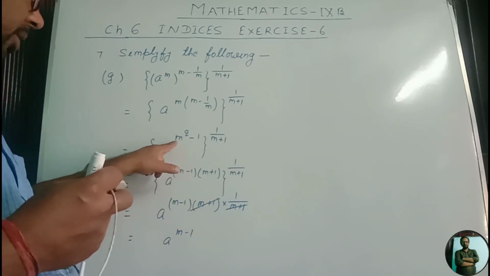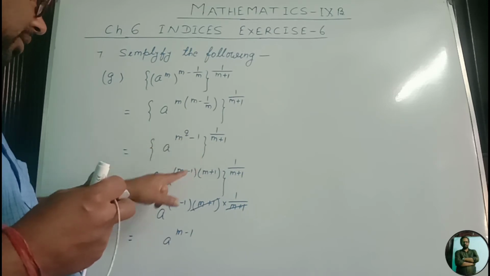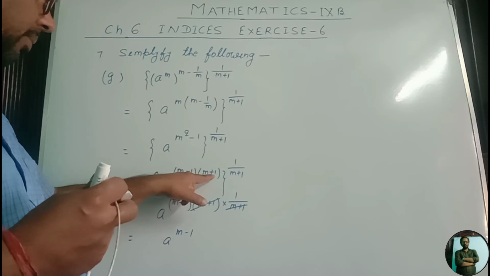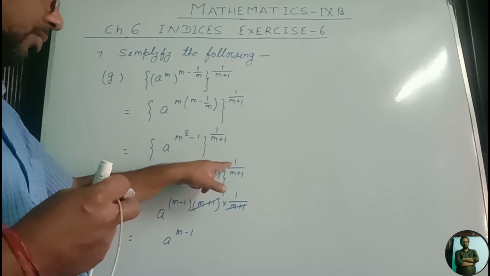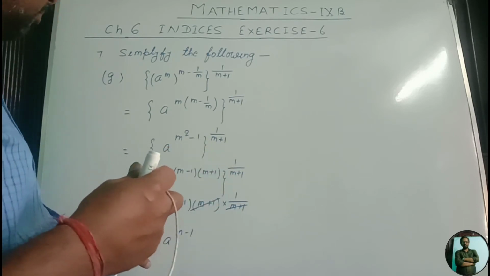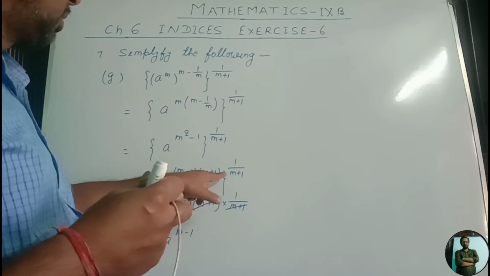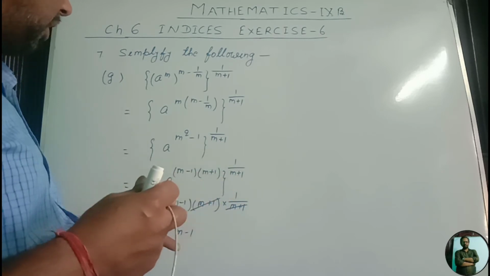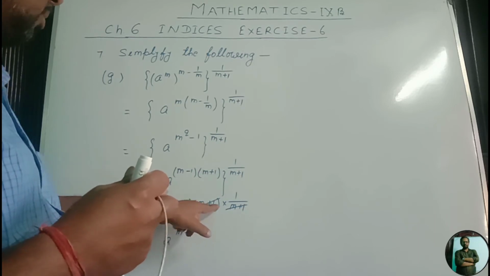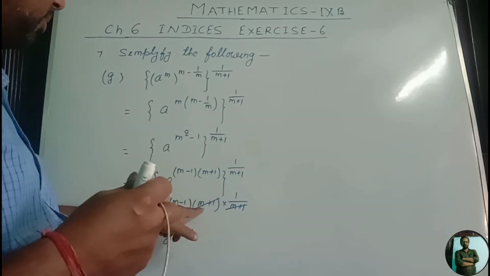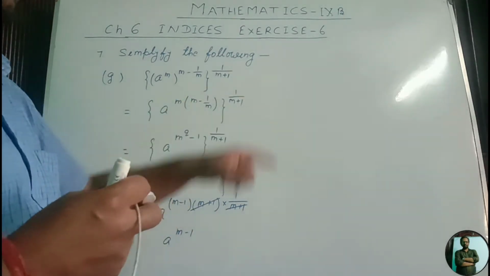Now this is in the form of a square minus b square. So we can write (a plus b) into (a minus b). For that, a to the power (m minus 1) into (m plus 1). This is a minus b into a plus b. And whole power is 1/(m plus 1). Now these two powers, (m minus 1) into (m plus 1) and 1/(m plus 1), will be multiplied. I have multiplied here. For that, I have written a to the power (m minus 1) into (m plus 1) into 1/(m plus 1). So m plus 1 cancelled, m minus 1 is left. I wrote here a to the power m minus 1. That is the answer of this expression.